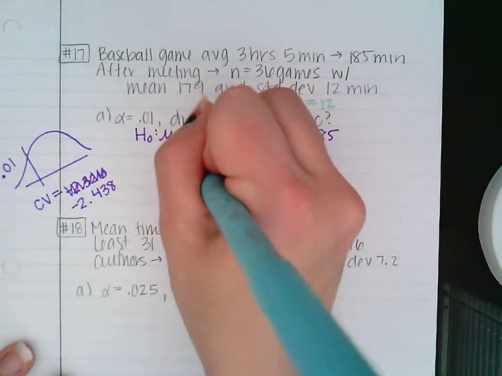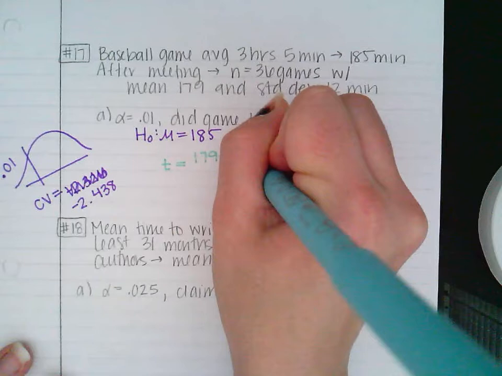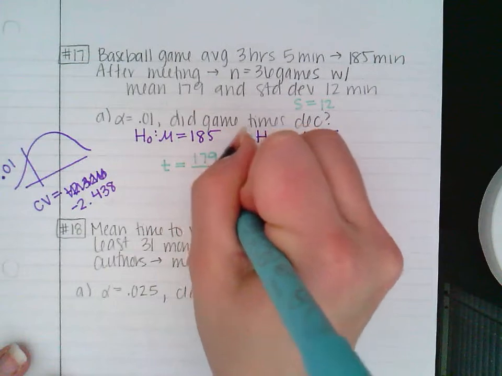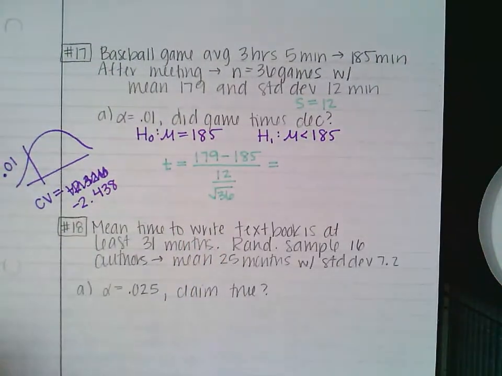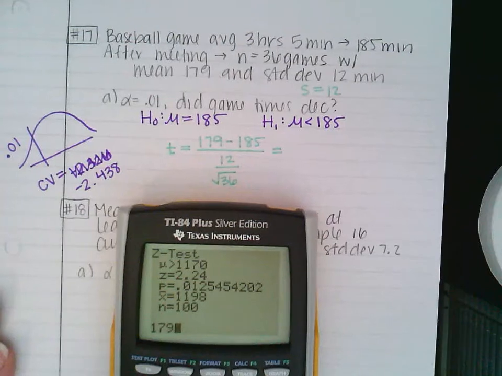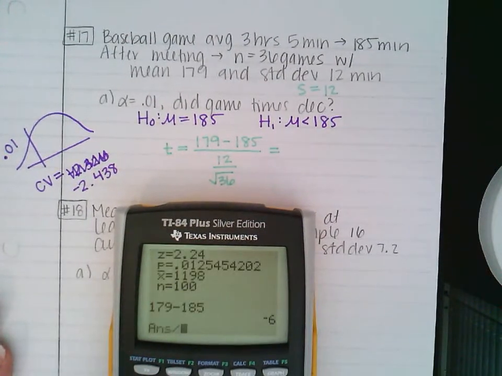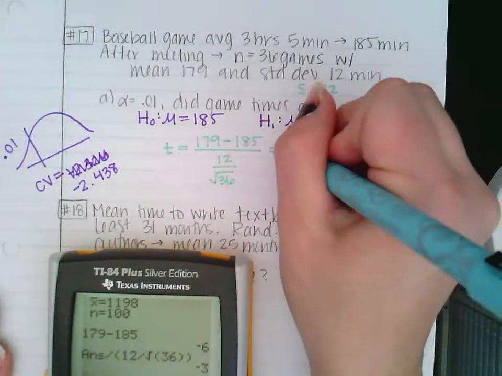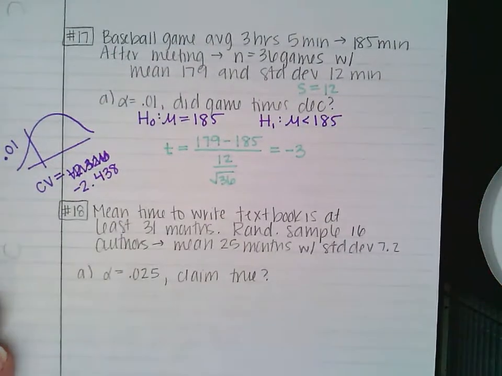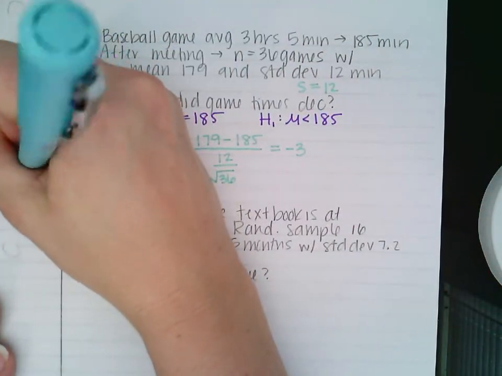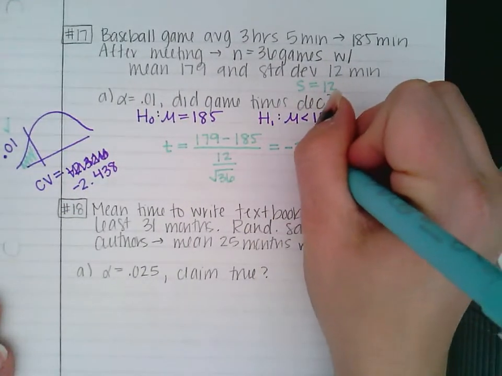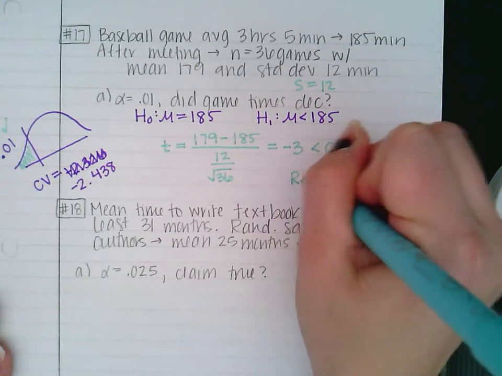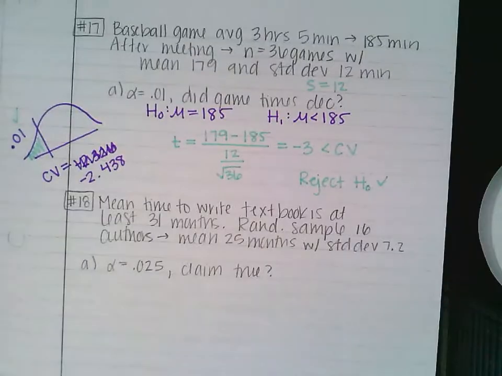So 179 minus 185, all over 12 over the square root of n. I get negative 3. Negative 3 is inside my rejection region. So since this is less than my critical value, we have enough evidence to reject H0, which is great.